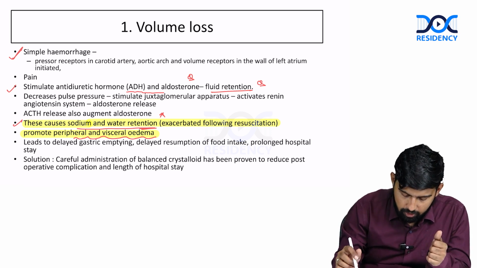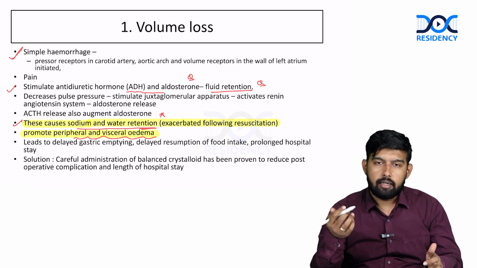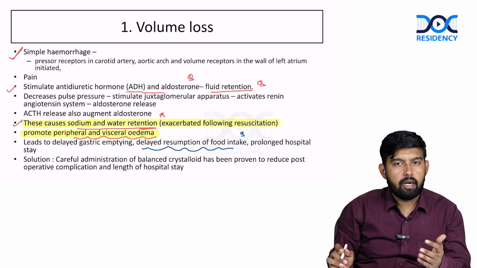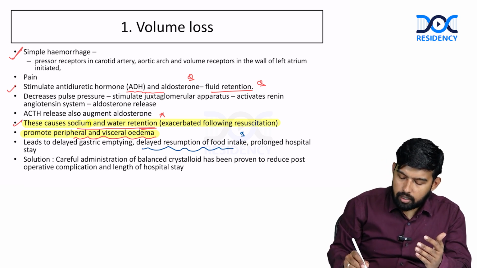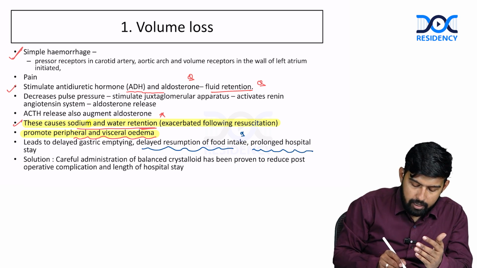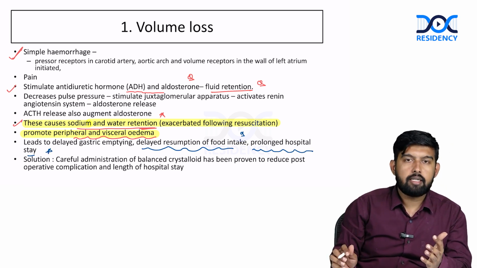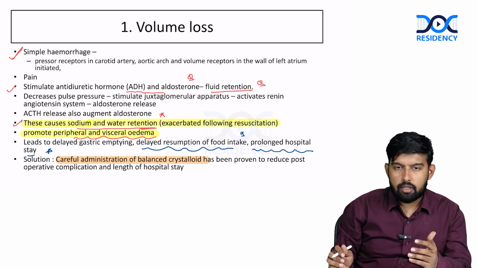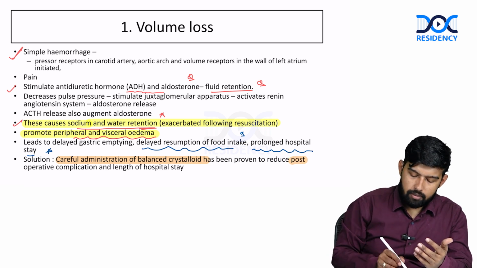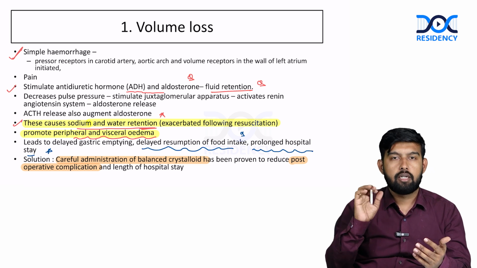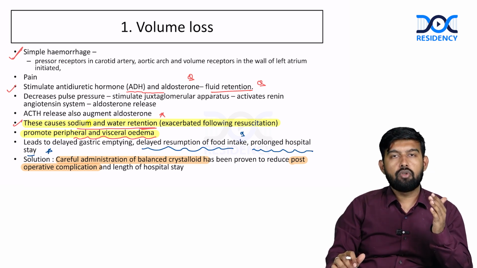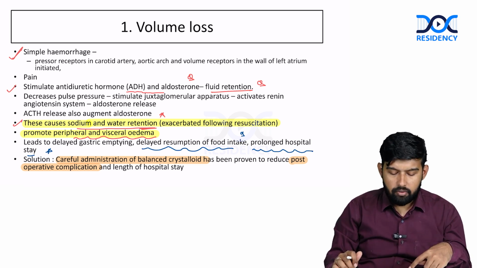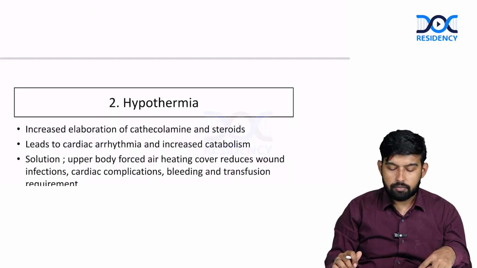It may cause delayed gastric emptying and delayed intake of food because of the peripheral and visceral edema, and this may also cause prolonged hospital stay. This can be avoided by careful administration of balanced crystalloid, which reduces post-operative complications and reduces the hospital stay. So this is why we should know what the avoidable factors are and what measures we can take to avoid these factors to decrease the metabolic response.